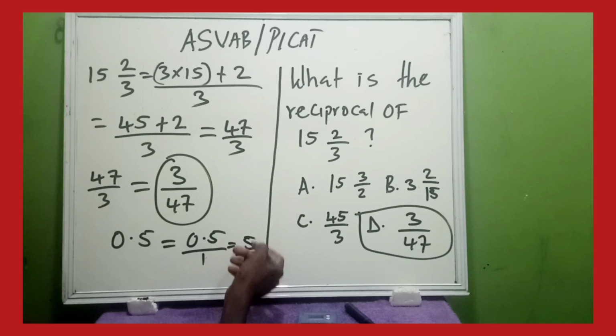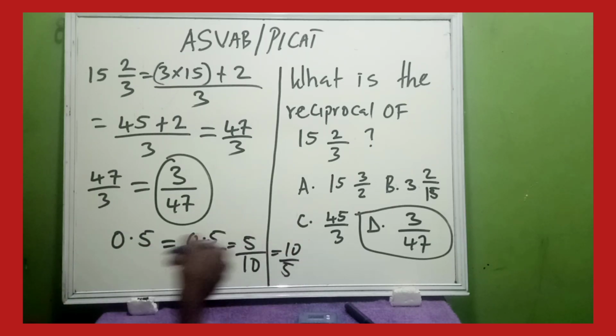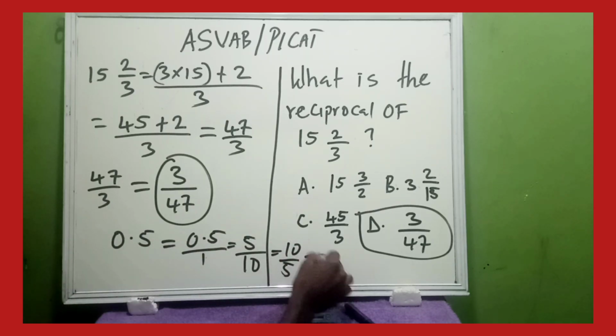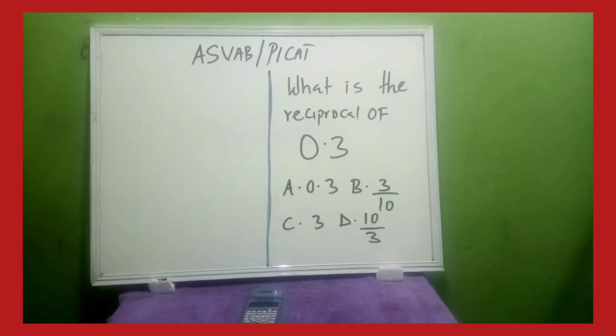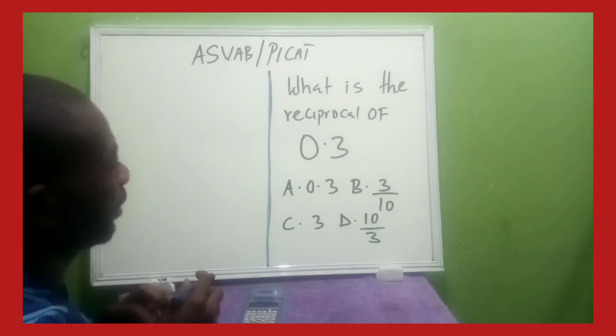Now, for us to get the reciprocal of this number, all we need to do is interchange the numerator with the denominator. We now have 10 all over 5. Then 10 divided by 5 will give us 2. So the reciprocal is 2 over 1 or 10 over 5. Next, they ask us to calculate the reciprocal of 0.3.